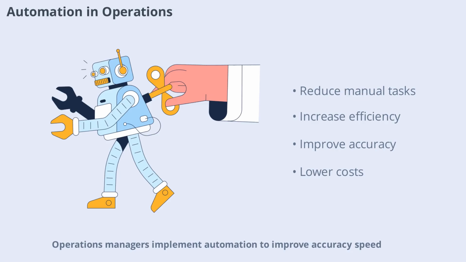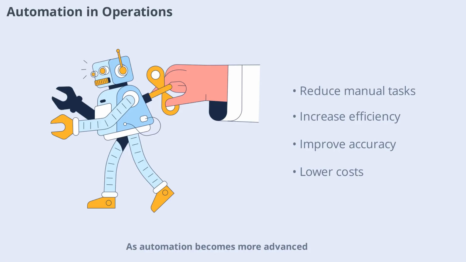Operations managers implement automation to improve accuracy, speed, and consistency. Automation also reduces errors and lowers operational costs. As automation becomes more advanced, it's important to balance technology with human skill.